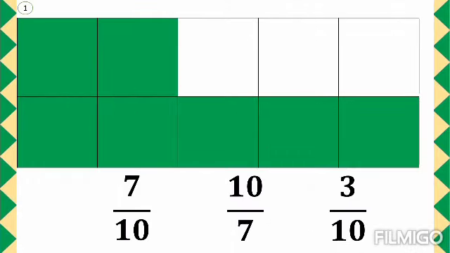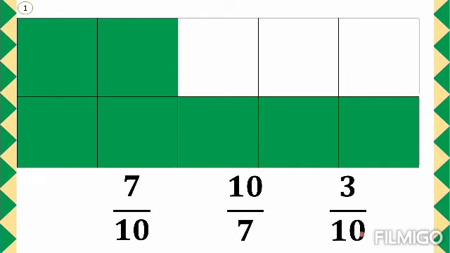Guys, I have here a rectangular figure. As you see, there are options 7/10, 10/7, and 3/10. We'll be finding the right answer, but before that, we need to see the figure. First, we count all the parts of the given figure. So let us count all together. 1, 2, 3, 4, 5, 6, 7, 8, 9, and 10. Therefore, our denominator is 10. So we have two fractions here having the same denominator, 10 and 10. So our answer is between these two fractions only.